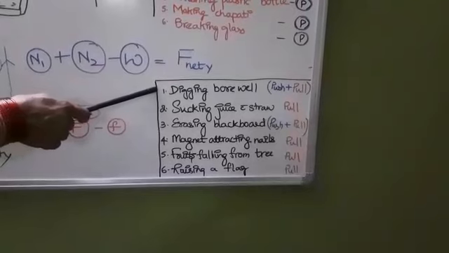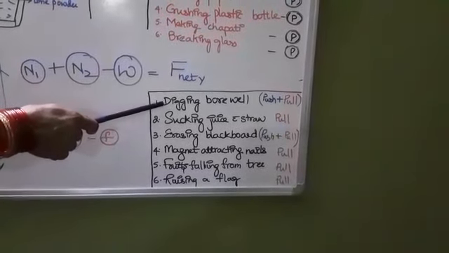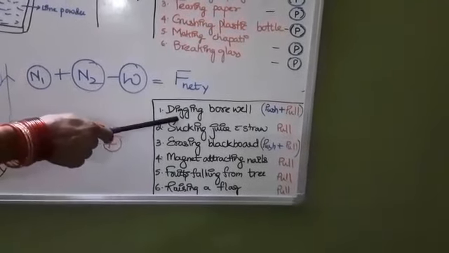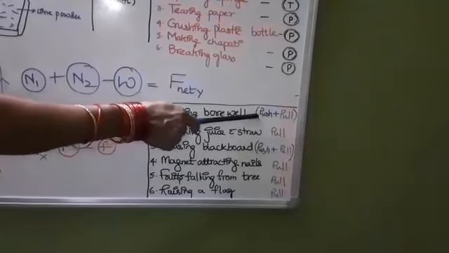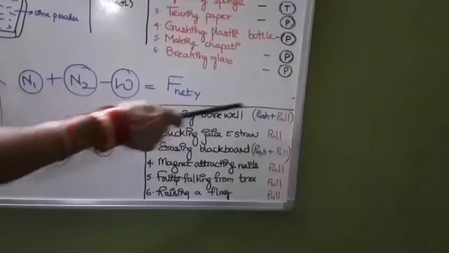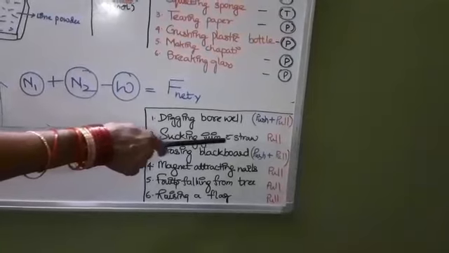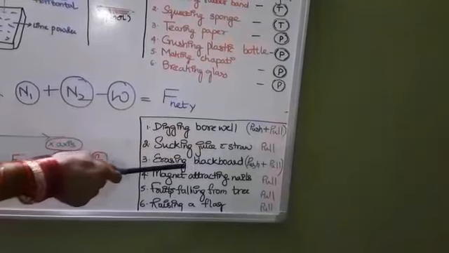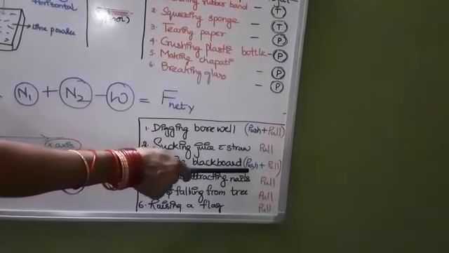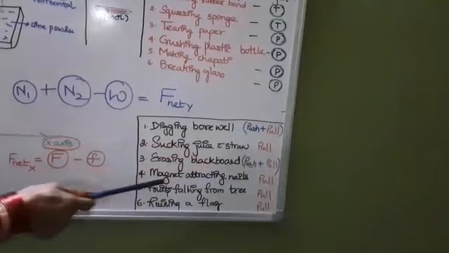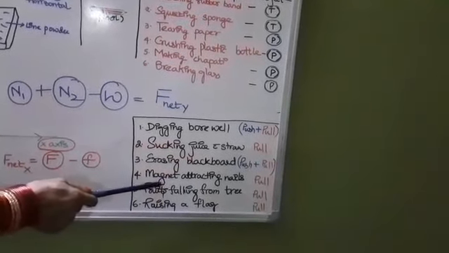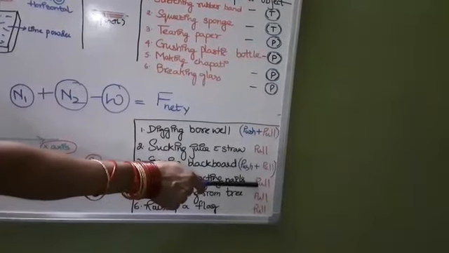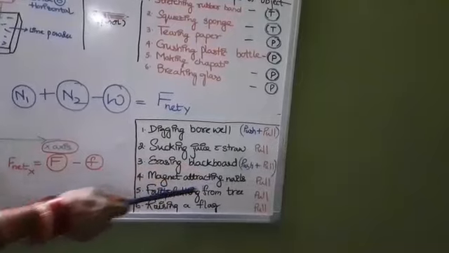In this activity, we come to know whether we are using push, pull or both. Number one, digging a bore well: we use both push and pull forces. Next, sucking juice using a straw: we use only pull force. Next, erasing a blackboard with a duster: we use both push and pull. Magnet attracting nails: only pulling. The magnet pulls the nails towards the magnetic field.